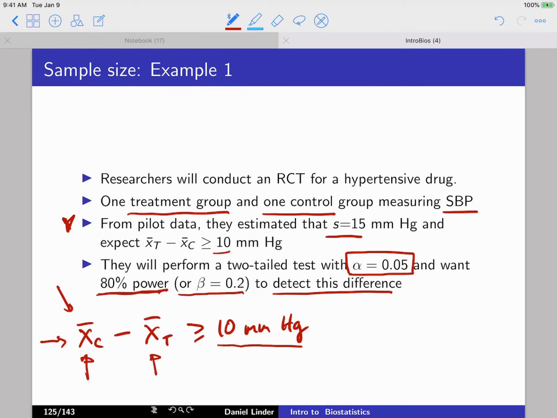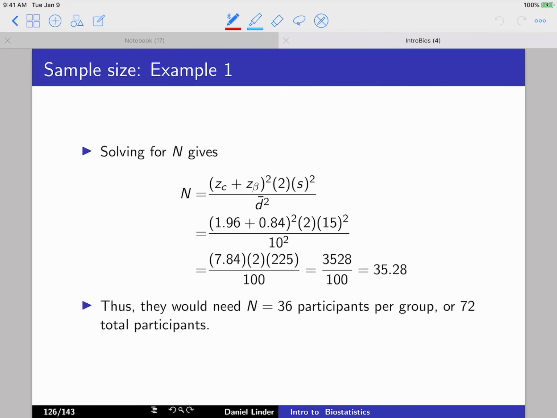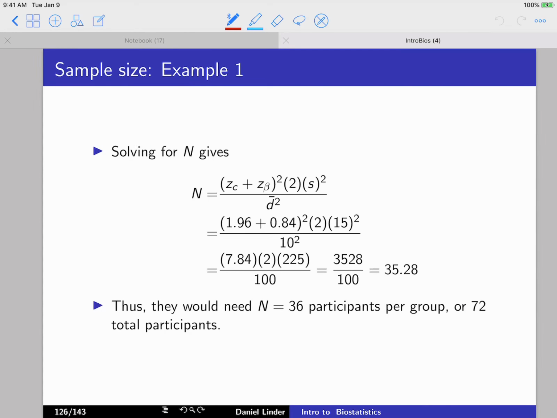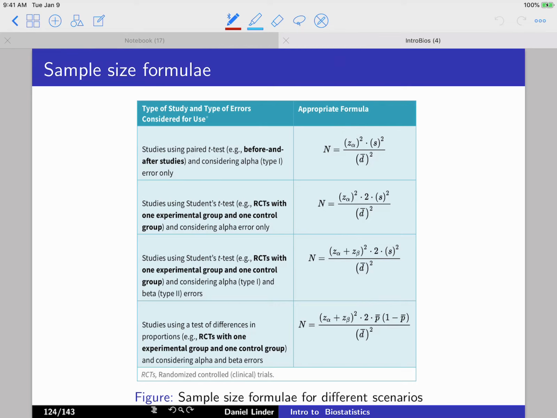Okay, so systolic blood pressure is a continuous measure, and in order to calculate the sample size, we're going to go with this formula for the t-test. So we'll go back. We're going to go with this formula here.